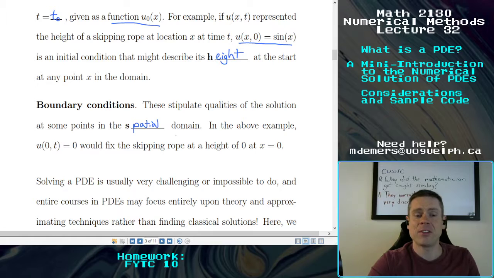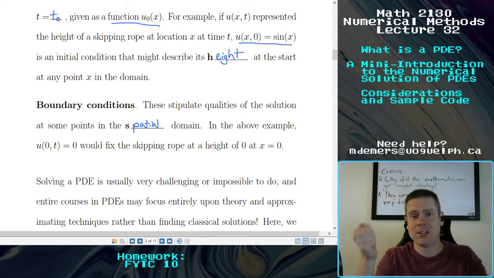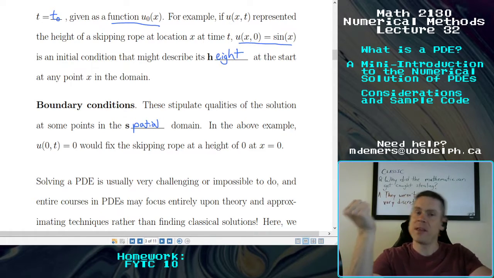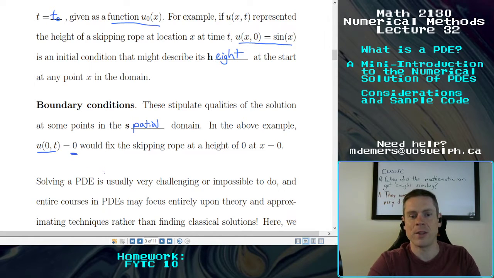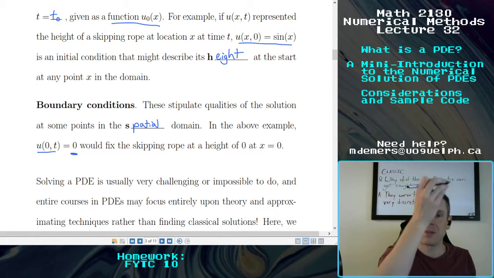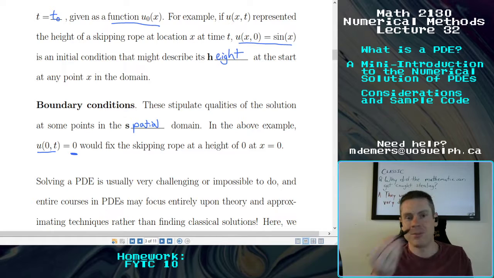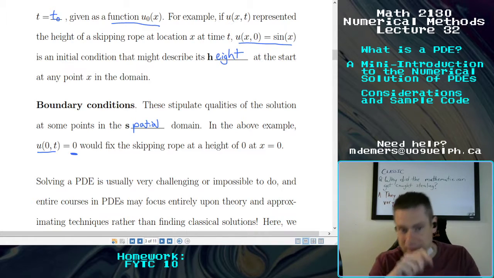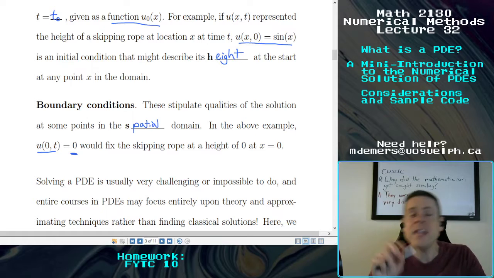So in the above example, maybe the skipping rope is being held by a little kid at time t equals 0. If it's being held, that means that the endpoints are being fixed at a certain height. And so that might say that, okay, let's say u of 0, t is fixed at a height of 0 to start with. And we describe the height up or down of the skipping rope as being the u, right? Something like that. So we need these initial conditions that take the form of functions now.